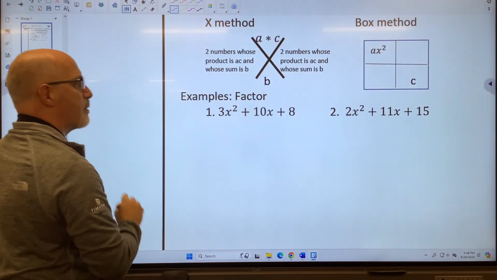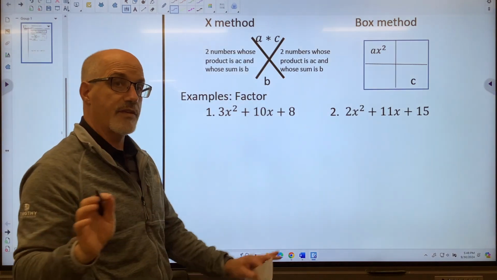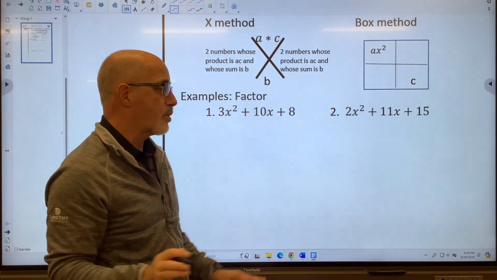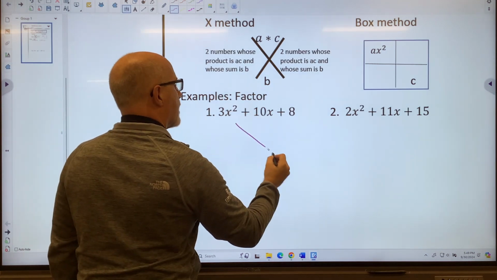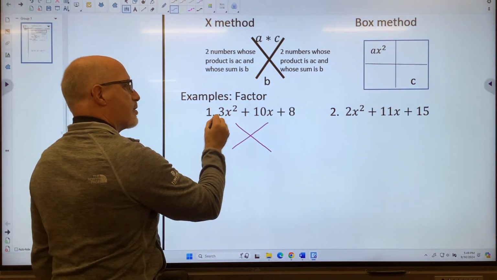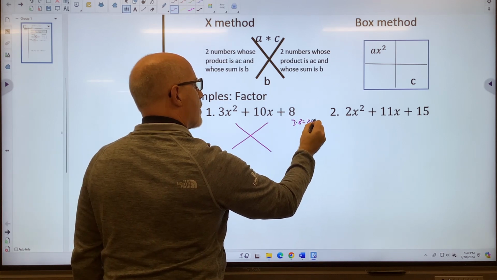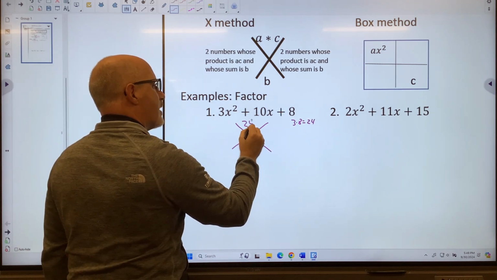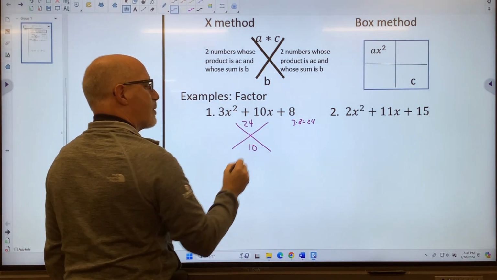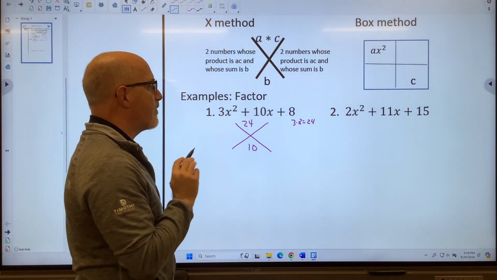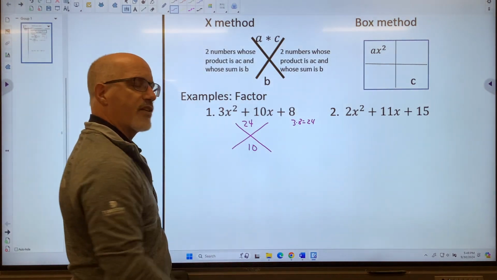So we're going to look at this problem here where we've got 3x squared plus 10x plus 8. Look to see if there's a GCF first. There's no greatest common factor for this one. So I'm going to form an x here. And I'm going to multiply the 3 times the 8. So just so you know, 3 times 8 equals 24. So I'm going to put a 24 here. And then I want to put the 10 just as is right down here. Now I'm looking for two numbers that multiply together to give me 24 and add together to give me 10.